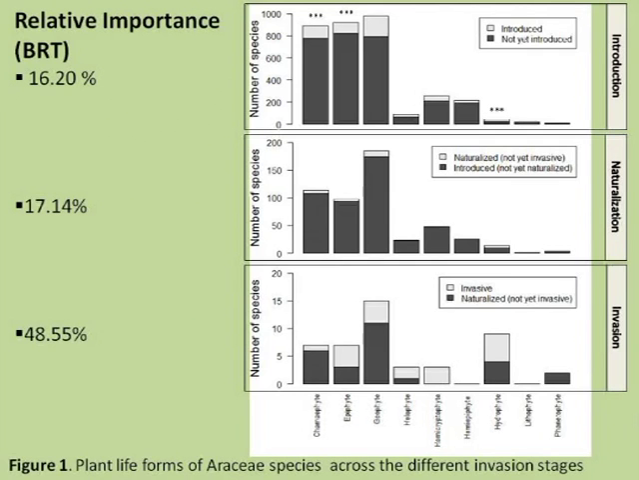Plant life form was one of the most important variables across all models. The first graph is the introduction model, then the naturalization model, and the invasion model. Plant life form was especially important in the introduction model, with chamaephytes, which includes dwarf shrubs and similar forms, epiphytes, which includes vines, and hydrophytes, which includes aquatic herbs, being more likely to overcome the introduction barrier. These species are used in the horticultural trade as ornamental species in gardens, as well as in aquariums and ponds.